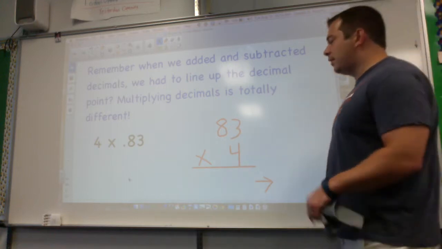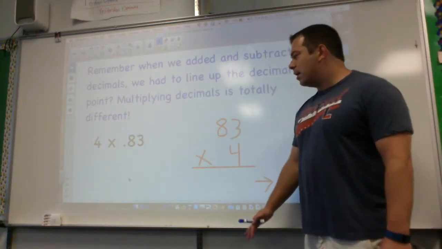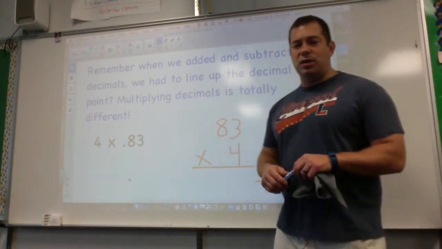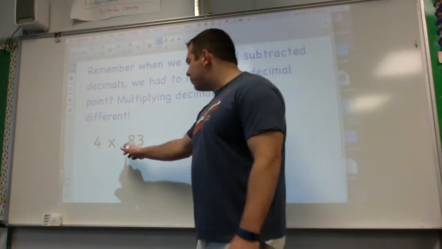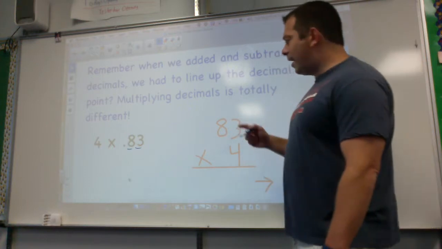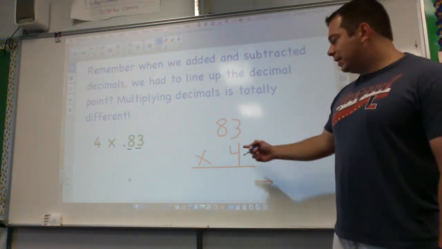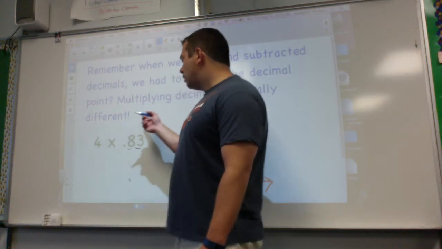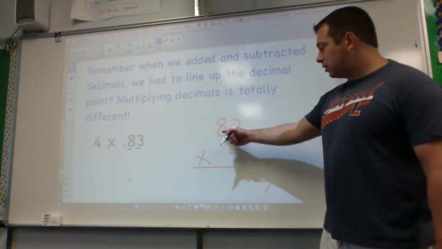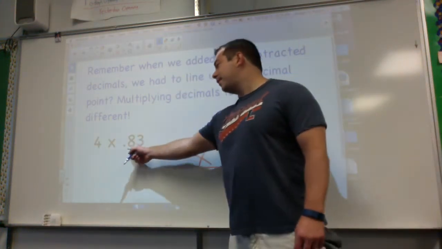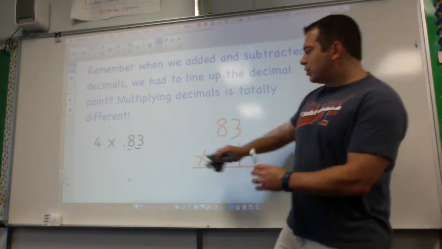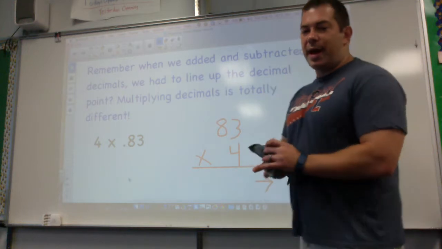I'm going to treat that as just 83 times 4. And you might be wondering, why did I put the smaller number on top? What I want you to do is put the number with the most digits on the top, okay? The least digits on the bottom. So even though 4 is a bigger number, 83 has 2 digits, 1, 2, the tenths and the hundredths, and 4 only has 1 digit. So I'm going to treat it as 83.4 and watch what happens.